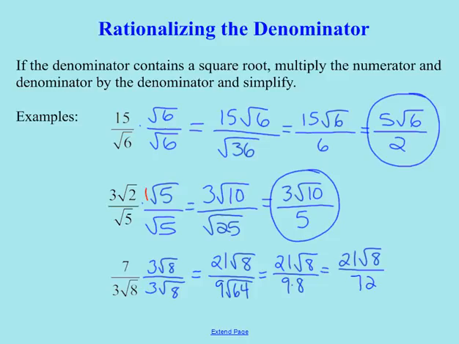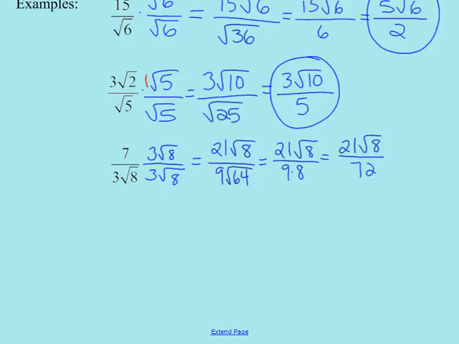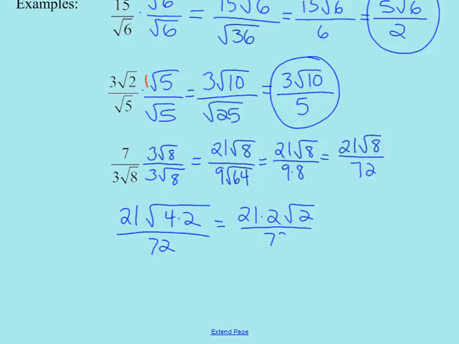Well, let's start with the square root of 8. Can the square root of 8 be simplified? The answer is yes, because 4 is a perfect square and it's a factor of 8. So we have 21, the square root of 4 times 2, over 72. Now the square root of 4 is 2, so we have 21 times 2 times the square root of 2, all over 72. 21 times 2 is 42. 42 square roots of 2 over 72.